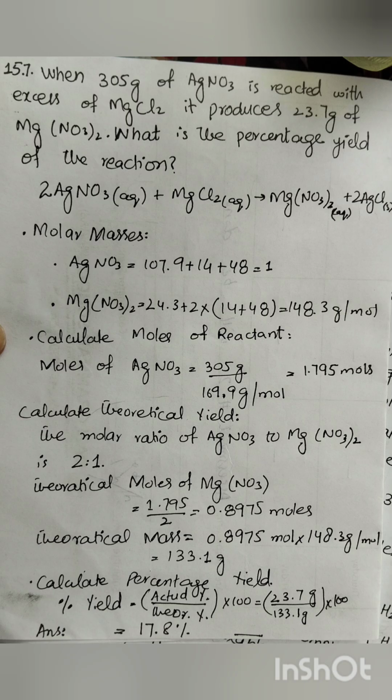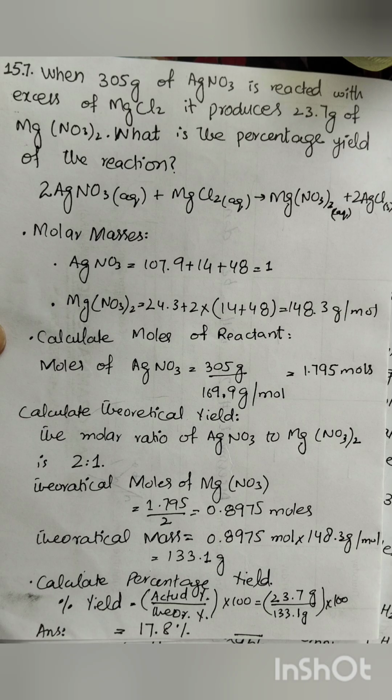So in first step we will write a balanced chemical equation. In the second step we will find the molar masses of the compounds. In the third step we will calculate the number of moles of a reactant. In the fourth step we will calculate our theoretical yield. By calculating theoretical yield, we will find our theoretical moles of MgNO3. After this we will find our theoretical mass.